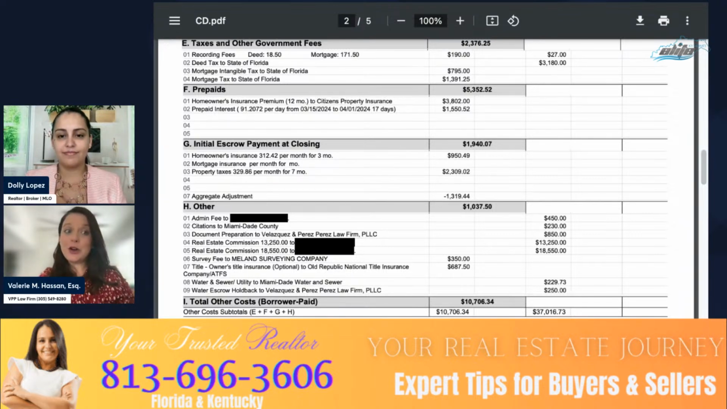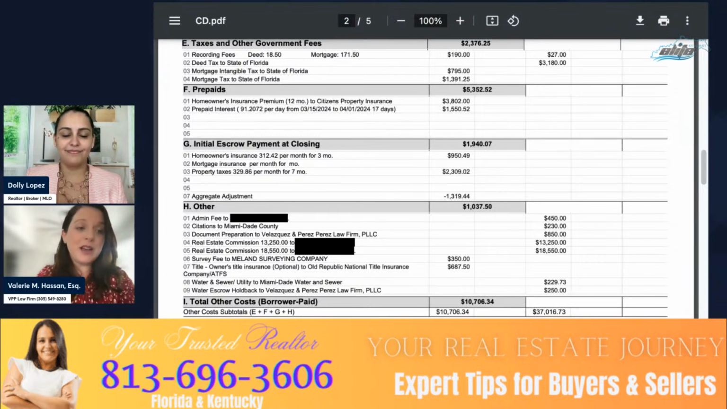So because the first mortgage payment is not made till May 1st, we need to make sure that we're collecting the interest from March. Why? Because interest payments are always paid in arrears. What that means is we're paying backwards. So when the first payment comes May 1st, you're paying for the month of April, right?